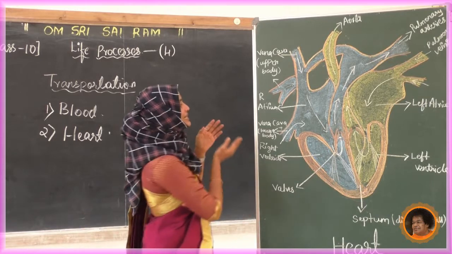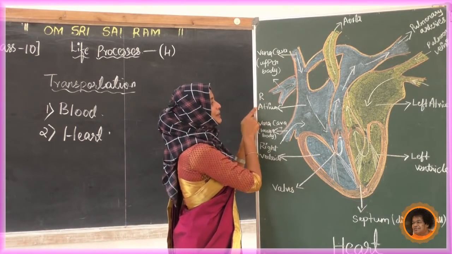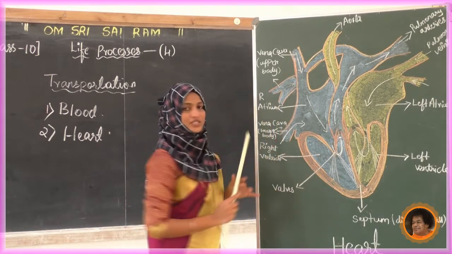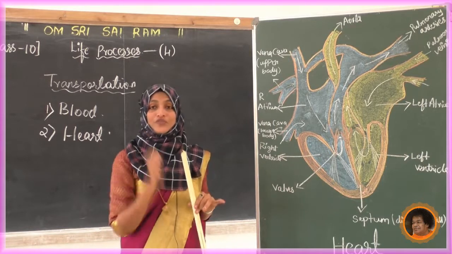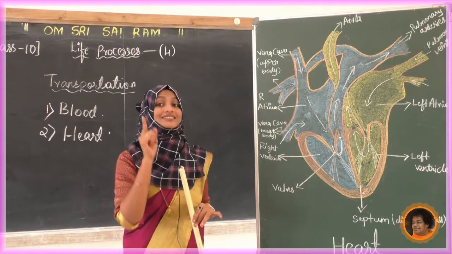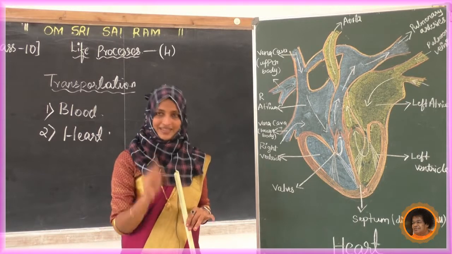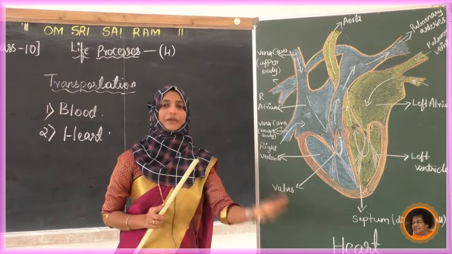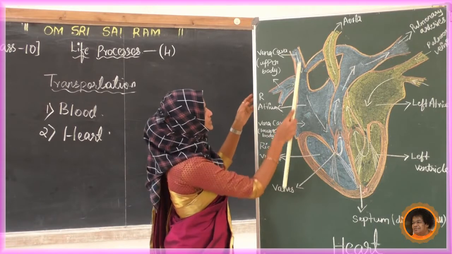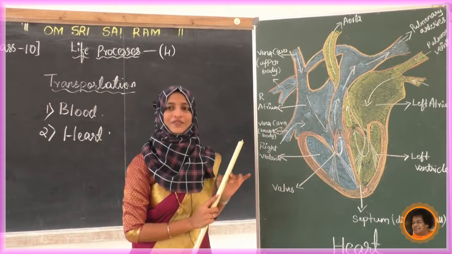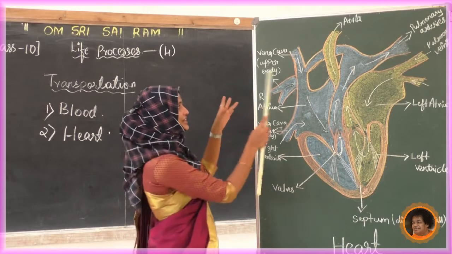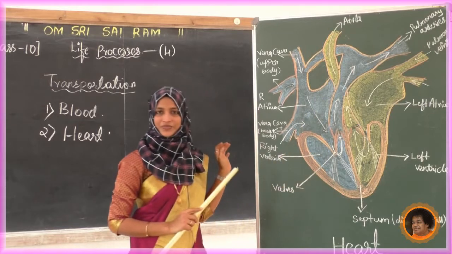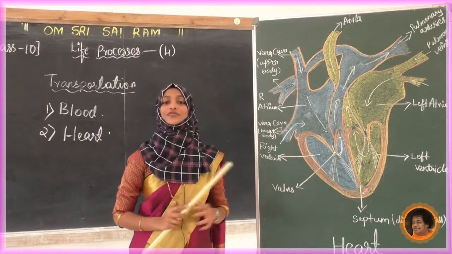What it is doing is pumping. See, the blood is passing through this pathway. From where are these bloods coming? From the cells. All cells are giving the blood back to the atrium. The connecting pipe is the vena cavae. So now the blood reaches here. This atrium is now filled with blood.